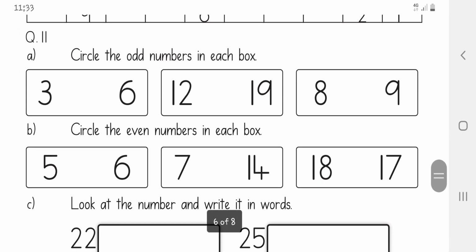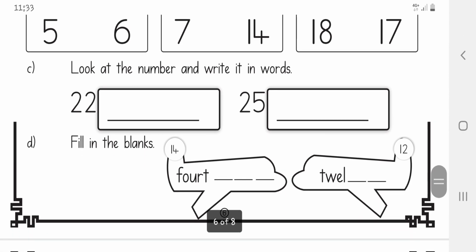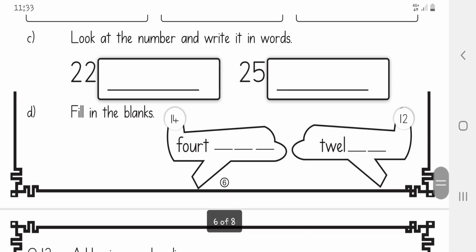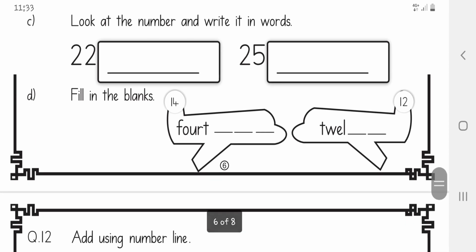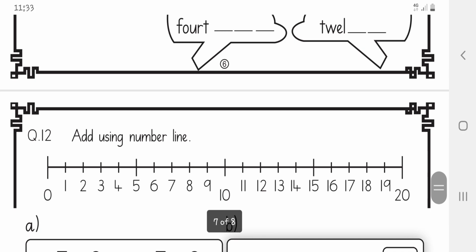Circle the odd numbers on each box. They have to look at the numbers and then circle the one that they think or they know it is odd. Circle the even numbers in each box. Look at the number and write it in words. They know how to write the numbers in their descriptive forms by now, and fill in the blanks. So 14 is written and they have to complete the spelling here, and 12 is written here, so half of the spelling is written and they have to complete it. This one will be less challenging because the students are familiar with doing these activities by now.